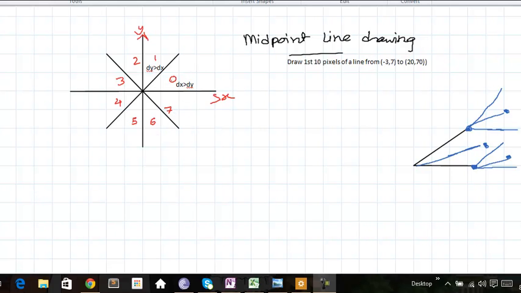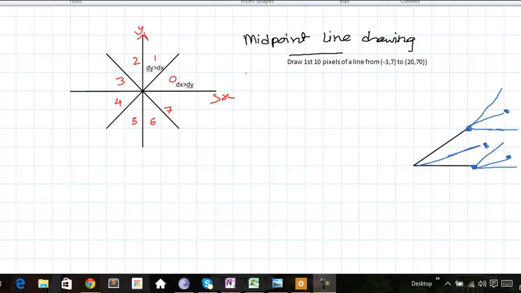Within these, there are dx and dy. When dx is greater than dy, the point lies in zone 0. When dy is greater than dx, the point lies in zone 1. You can remember this by the fact that dy greater than dx means the line is closer to the y-axis, and dx greater than dy means it is closer to the x-axis.